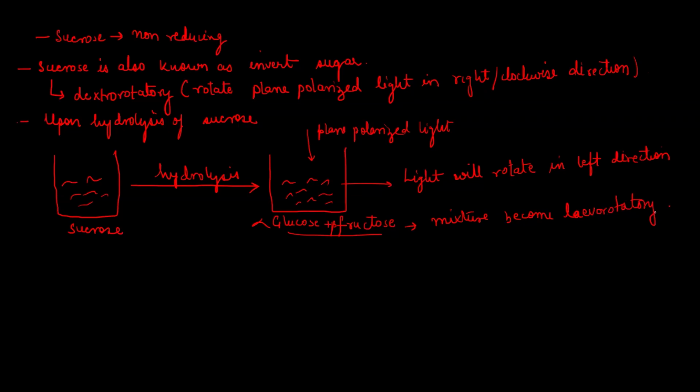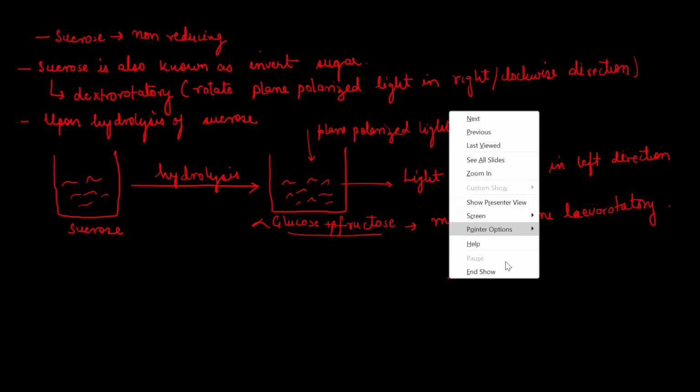So because the sucrose originally is dextrorotatory, but if we hydrolyze the sucrose, the mixture that will be produced will become levorotatory because it will rotate the light in the left direction. Because of this, it is known as invert sugar, because it changes the direction of the plane polarized light upon hydrolysis. And due to this, the sucrose is known as invert sugar. Okay. So this is about the most commonly used monosaccharides and disaccharides.